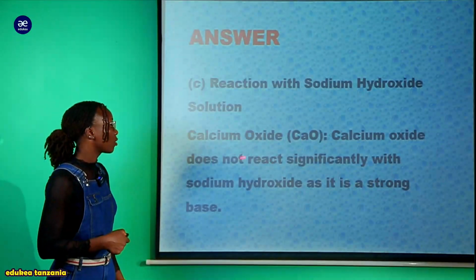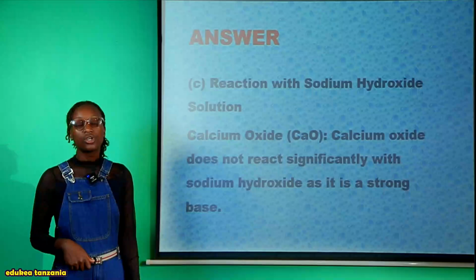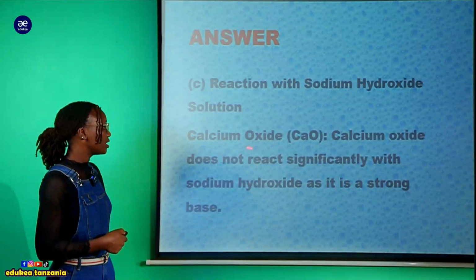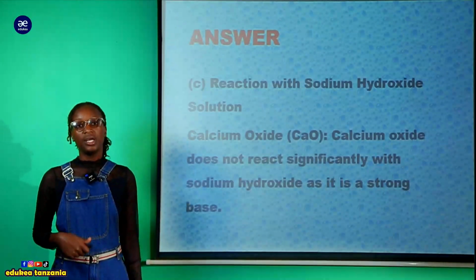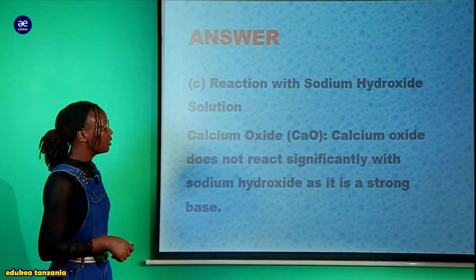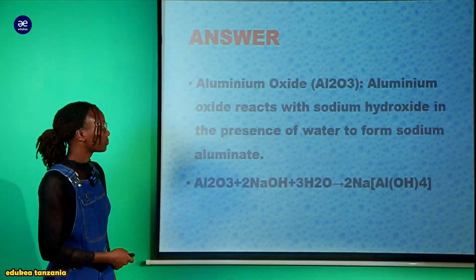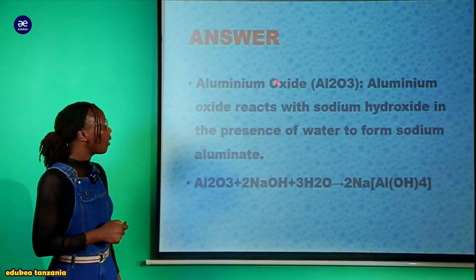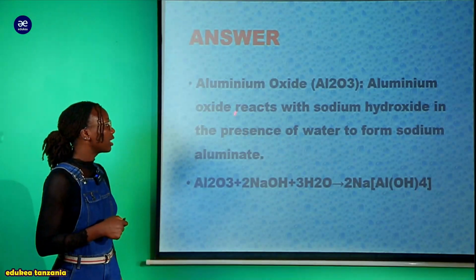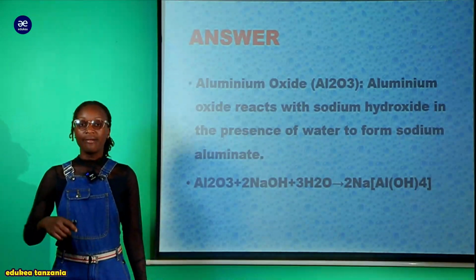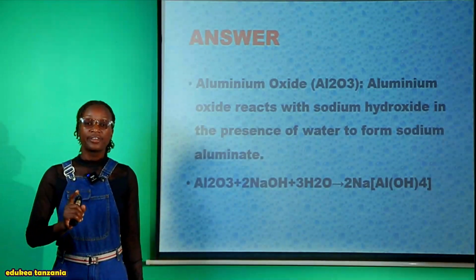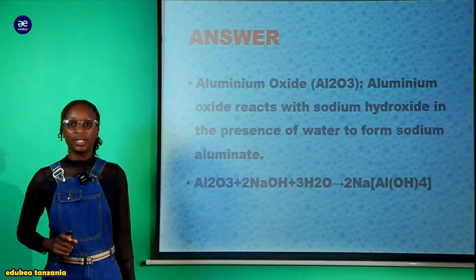Kwa hiyo hapa ndio maana tunaona kwamba no reaction. So calcium oxide does not react significantly with this potassium, sodium hydroxide. Okay, another metal oxide is aluminum oxide. Remember, aluminum oxide is an amphoteric compound or amphoteric oxide.